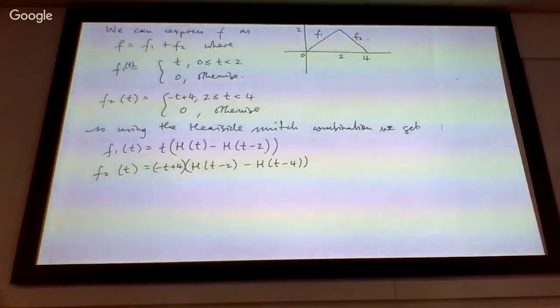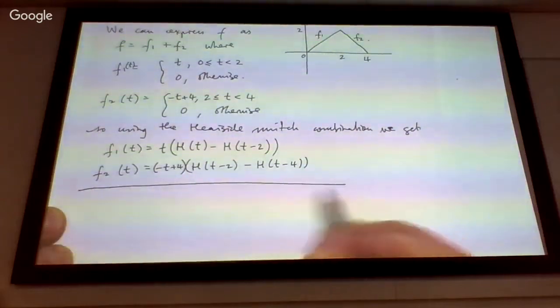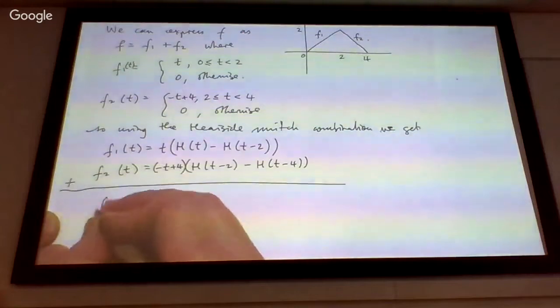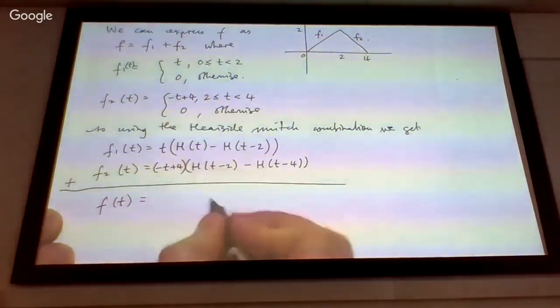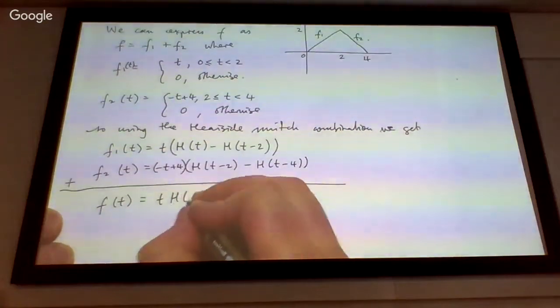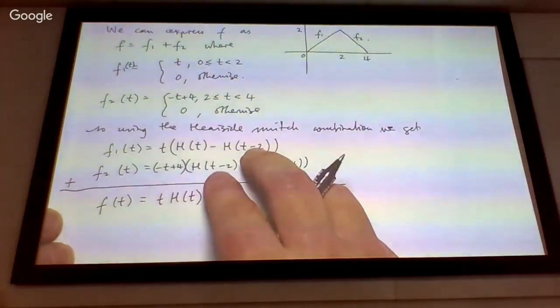Does that make sense? Any queries on that, or things I could clarify on that? So there's my two expressions for f1 and f2. So now I simply add them together to get f. So I get f of t here, and adding them together, I'll have t h of t, and then I've got h of t minus 2's here.